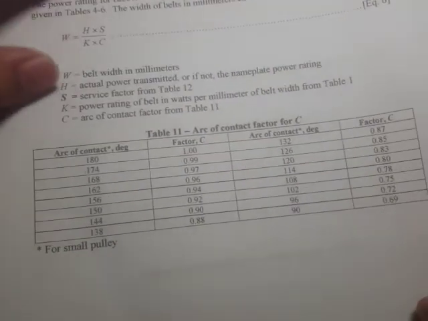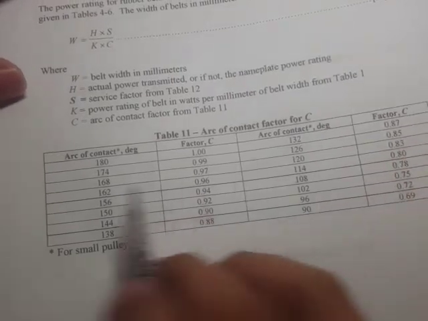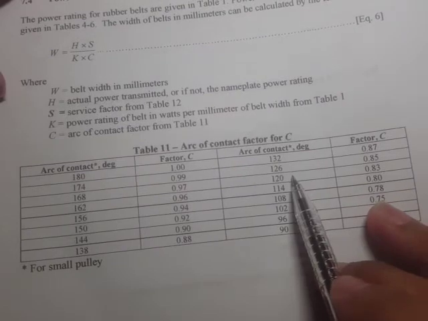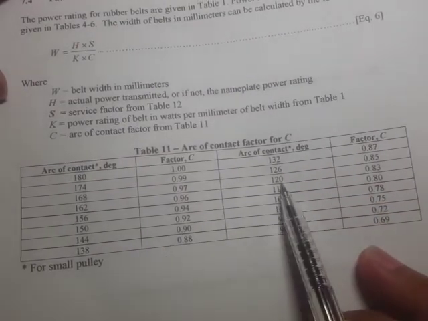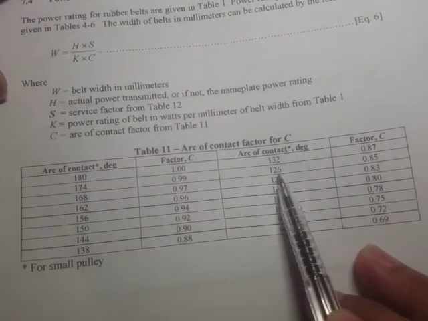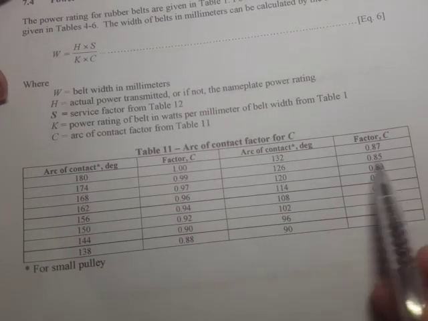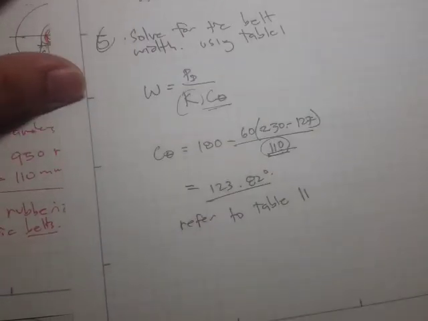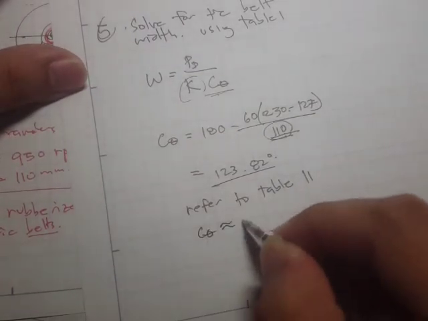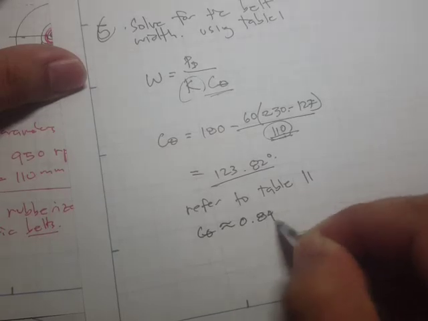Here's the table 11, and we just have to go to 124. So we have here 120, and we have 126. So let's just assume that it's 0.84. So C theta is approximately 0.84.